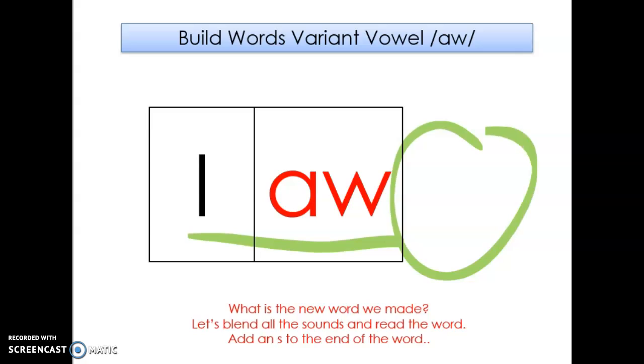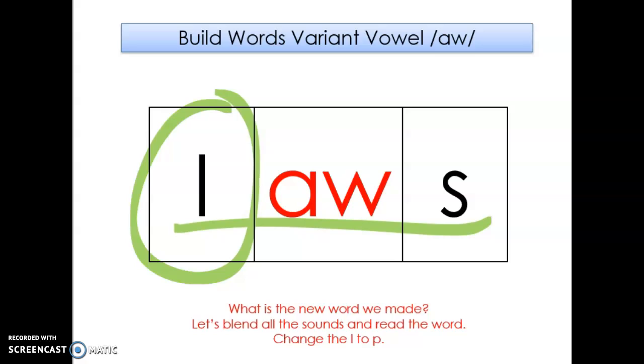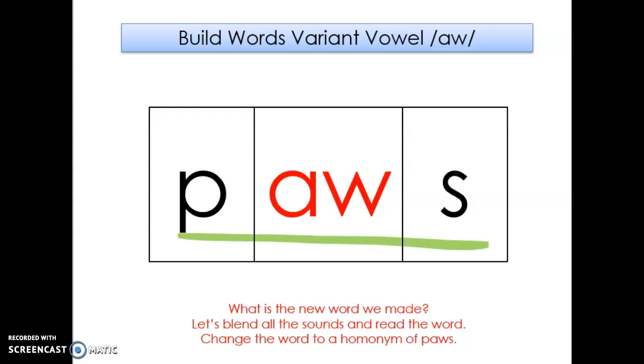Think. Say the new word: laws. What's the word? Change L to P. Think. Say the new word: pause. What's the word? Now we are going to change this word to a homophone of pause.